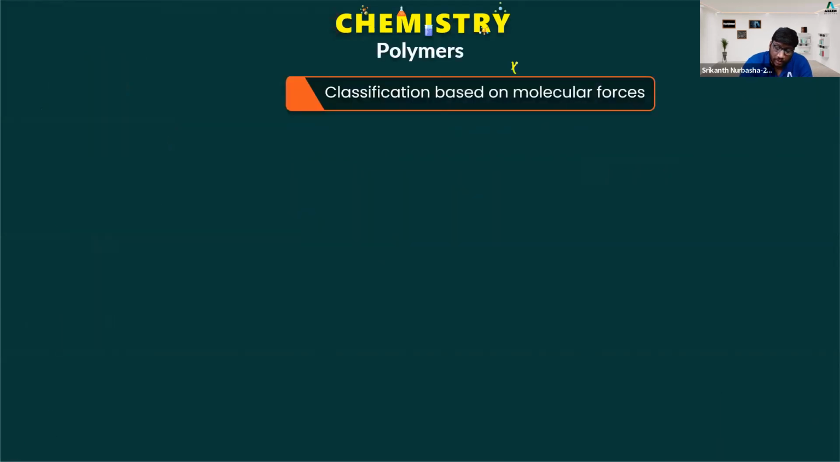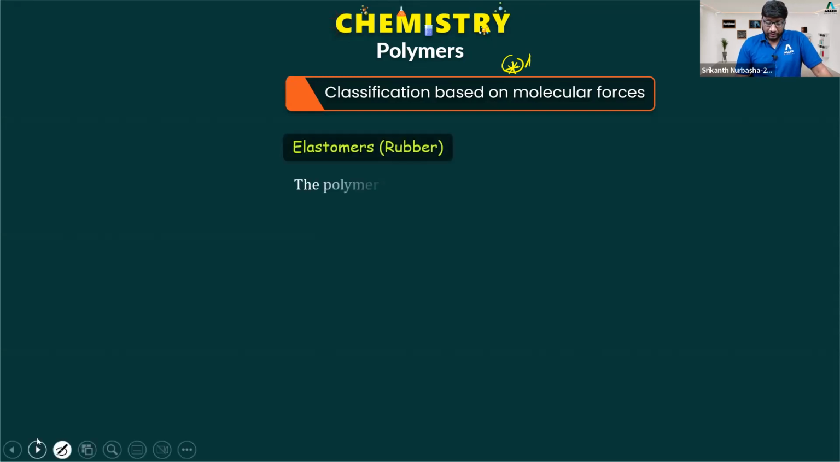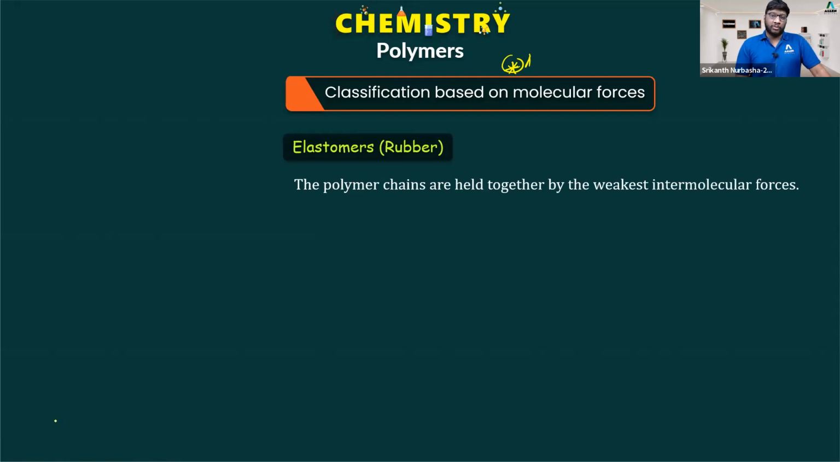After that, you have to understand the classification based on molecular forces. We have seen different classifications: based on the source, natural polymers, synthetic polymers and semi-synthetic polymers; based on the type of polymerization, addition and condensation polymerization; based on structure, linear, branched and cross-linked polymers. And lastly, classification based on molecular forces, which gives elastomers, thermoplastic and thermosetting.